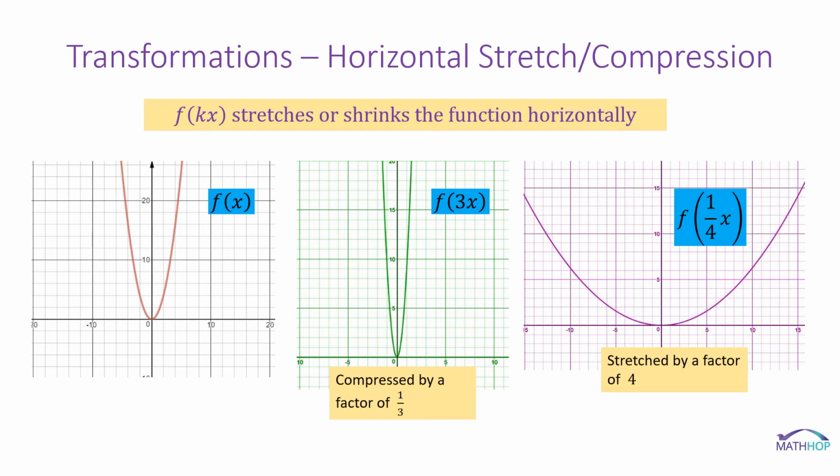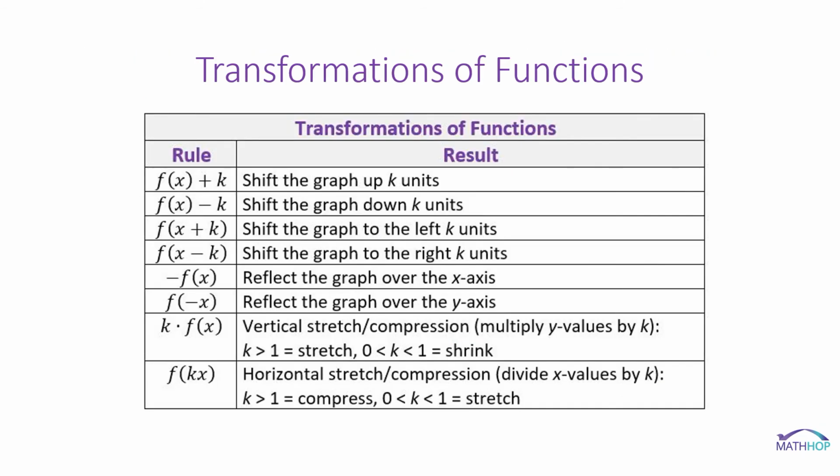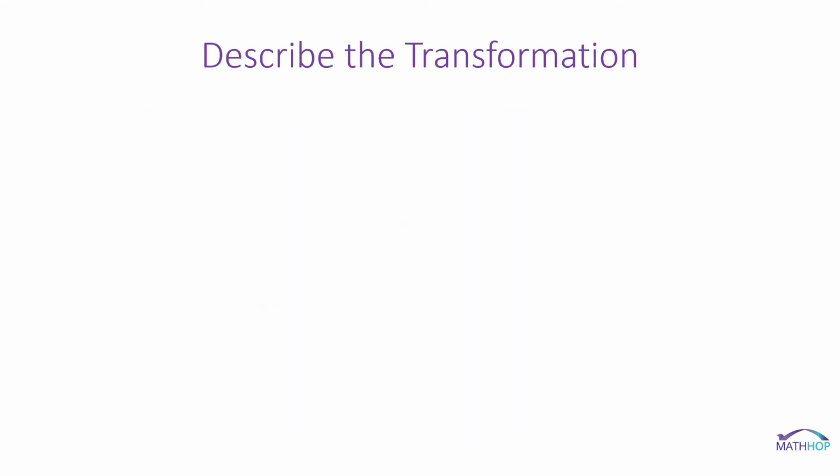Let's just put all of the rules that we've learned up there. We have f of x plus k, minus k. Those are our vertical shifts up and down. We have our horizontal shifts here. Remember, these are away from or opposite the sign, so plus k is to the left and minus k is to the right. We have reflections over x, reflections over y. We have vertical stretches and horizontal stretches. Let's describe some transformations. Let's do some examples.